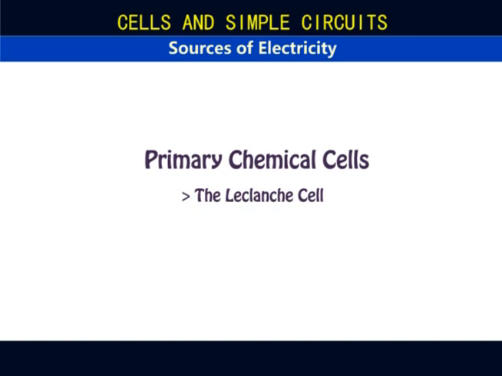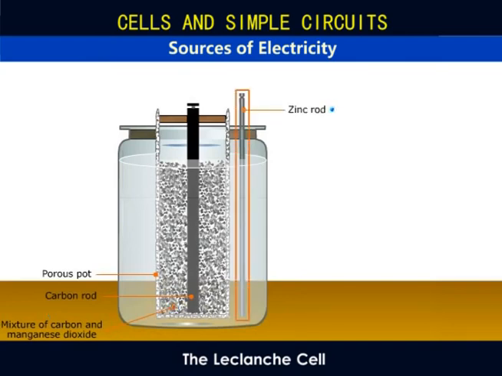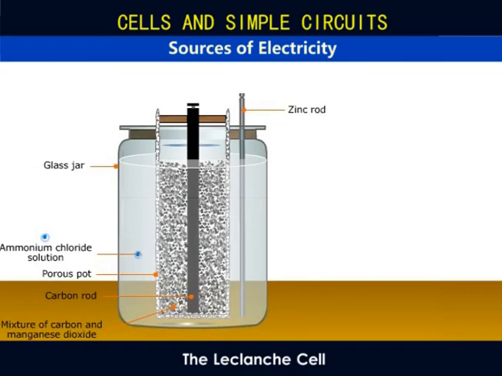Next is the Leclanché cell. In this cell, a carbon rod is placed in a porous pot containing a mixture of manganese 4 oxide, or manganese dioxide, and powdered carbon. The porous pot and the amalgamated zinc rod are placed in a glass jar containing saturated ammonium chloride solution. Ammonium chloride solution is the electrolyte, while carbon and zinc rods are the electrodes.